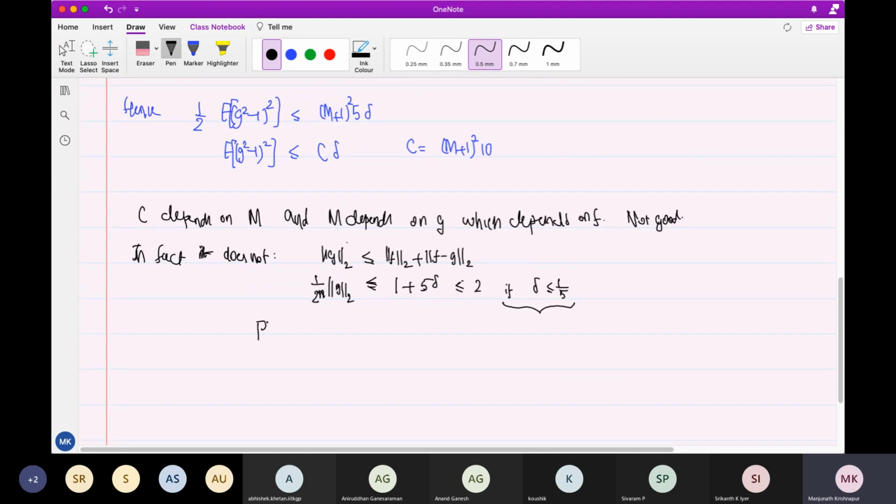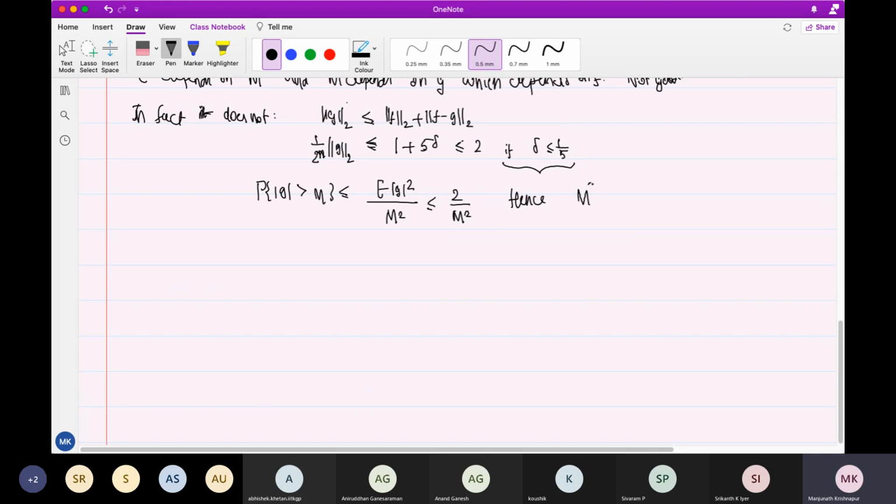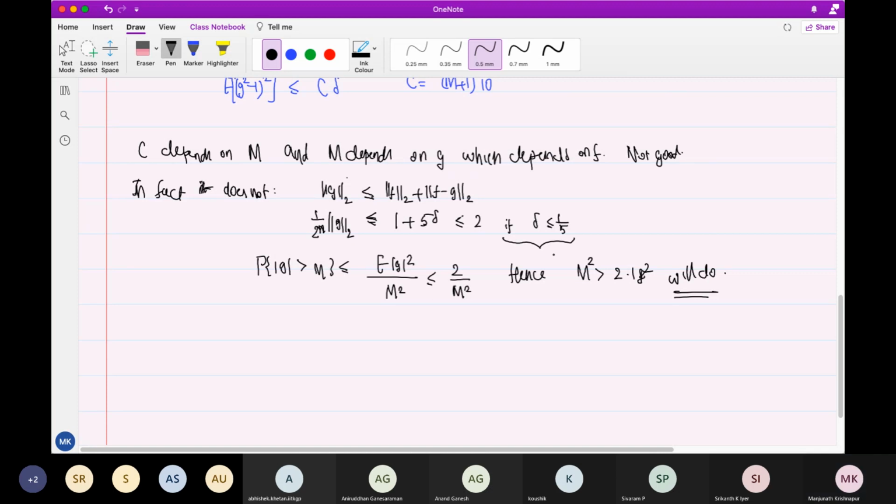So the probability that mod G is bigger than m is bounded by the expectation of mod G squared divided by m squared, and this is bounded by 2 over m squared. Hence, we just choose m squared bigger than how much? We wanted that to be smaller than 18 squared. Hence, m squared bigger than 2 times 18 squared will do. So there is no dependence on anything. Okay. Is this okay?